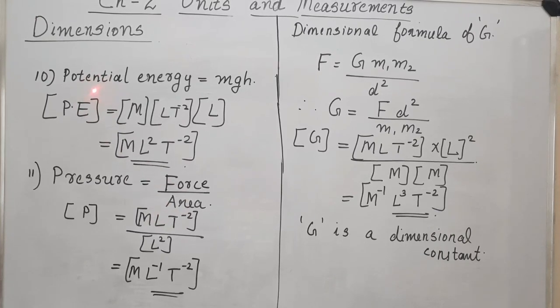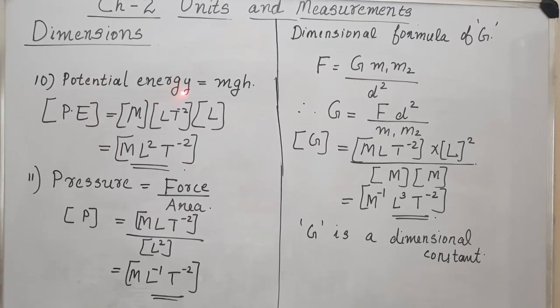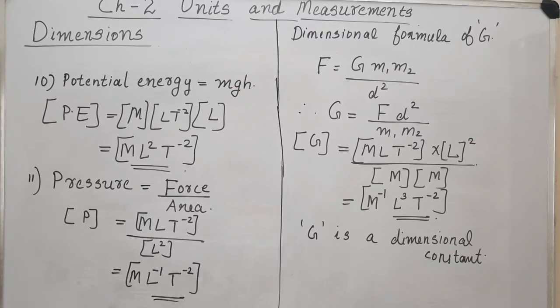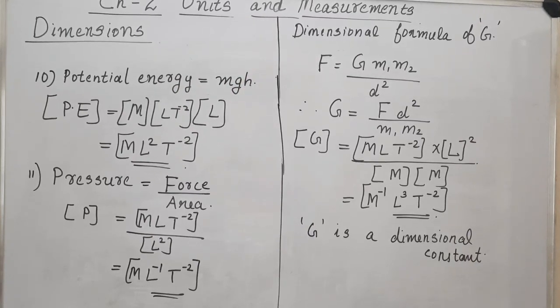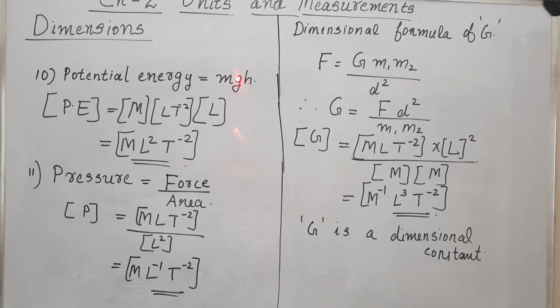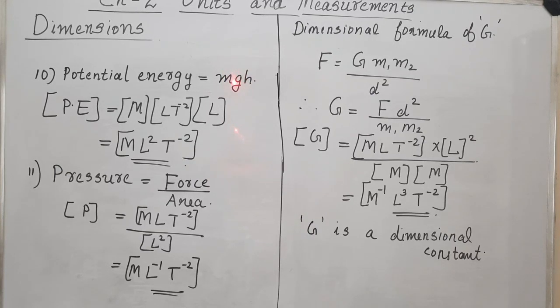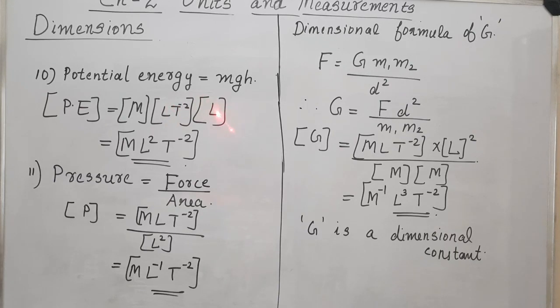So now the next one is potential energy. We know the expression for potential energy is mgh, where m is the mass, g is the acceleration due to gravity and h is the height. So taking dimensions of potential energy, we have M for mass, LT^-2 for g, because what is g? Acceleration due to gravity, and h, L. So combining we have ML^2T^-2.